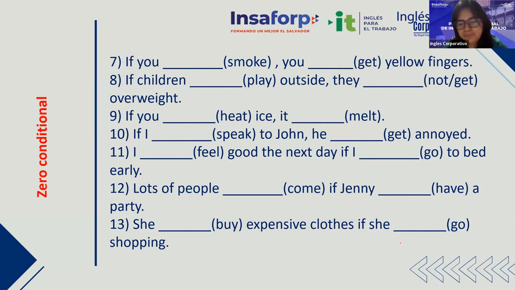Okay, number 12. Lots of people come if Jenny has a party. Has a party. Yeah. And the last one? She buys expensive clothes if she goes shopping. Excellent. Very good. Nice stuff.